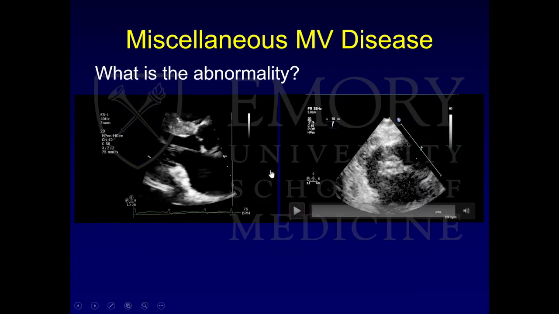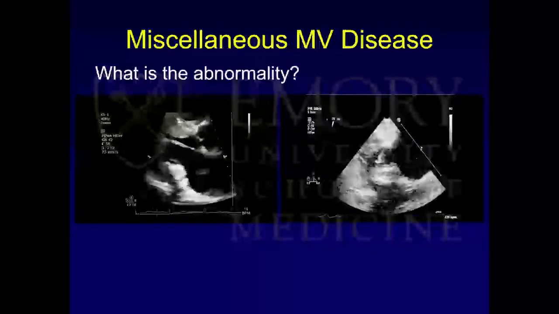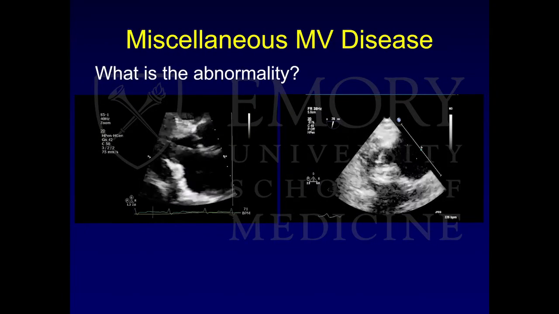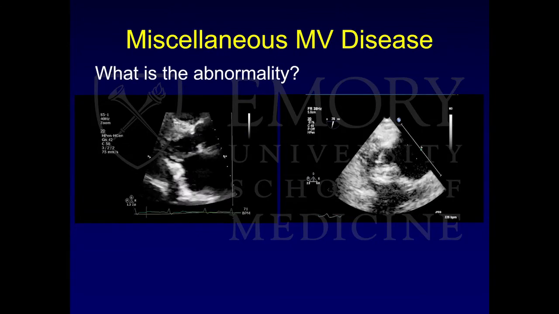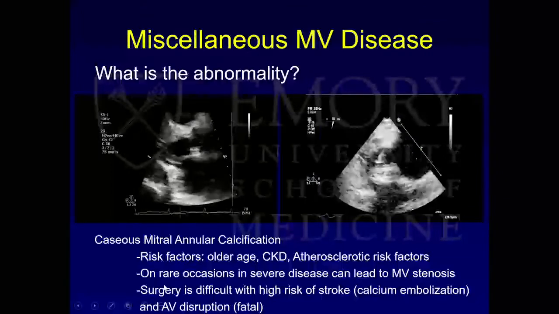All right, next question. What is this abnormality? Okay, yes. So caseous mitral annular calcification. So it's a MAC. All right, nice job.